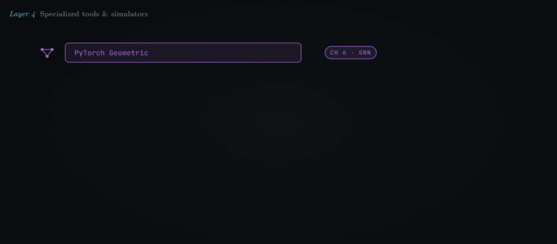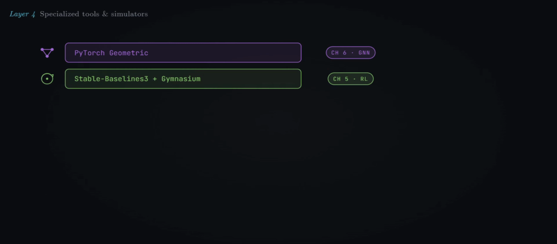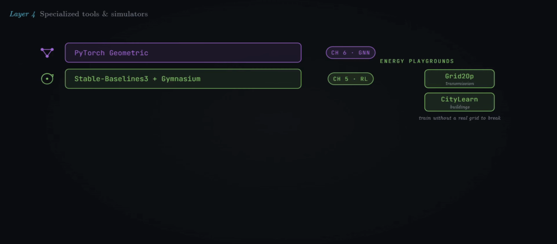For the more specialized methods, there is a home for each. Graph networks from chapter 6, PyTorch Geometric. Reinforcement learning from chapter 5, Stable Baselines3 with Gymnasium. And crucially, energy-specific playgrounds already exist right now in labs and universities. Grid2Op for the transmission grid, CityLearn for buildings. So you can train agents without a real grid to break. That's the good news.